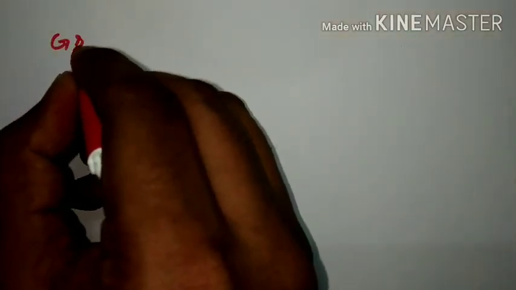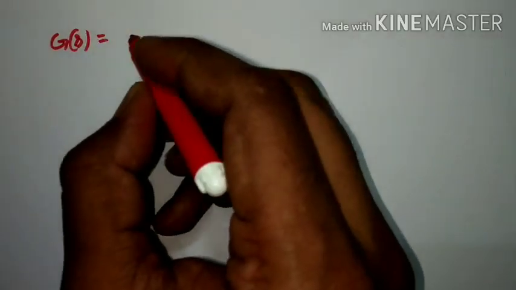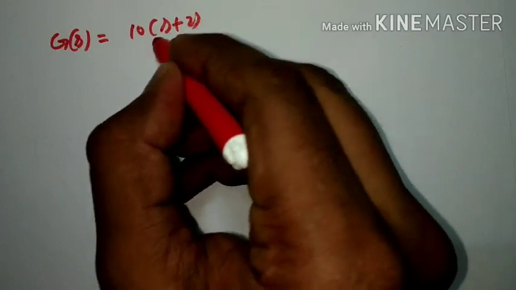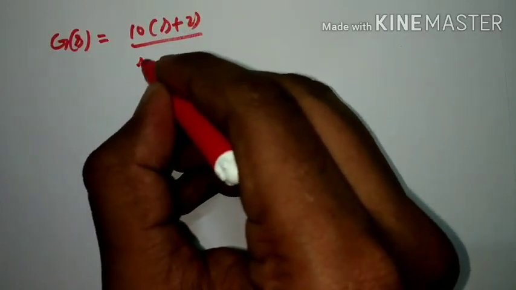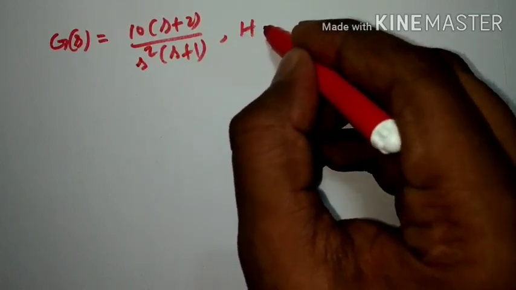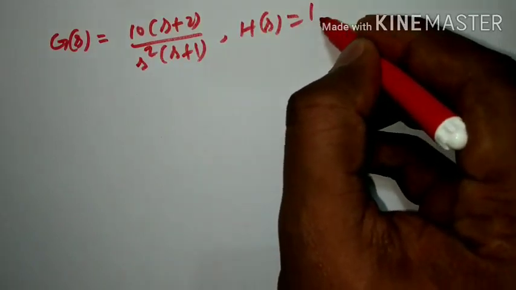So what is g of s? G of s is equal to 10 times (s plus 2) by s square times (s plus 1). Since it is unity feedback, that is h of s is equal to 1.